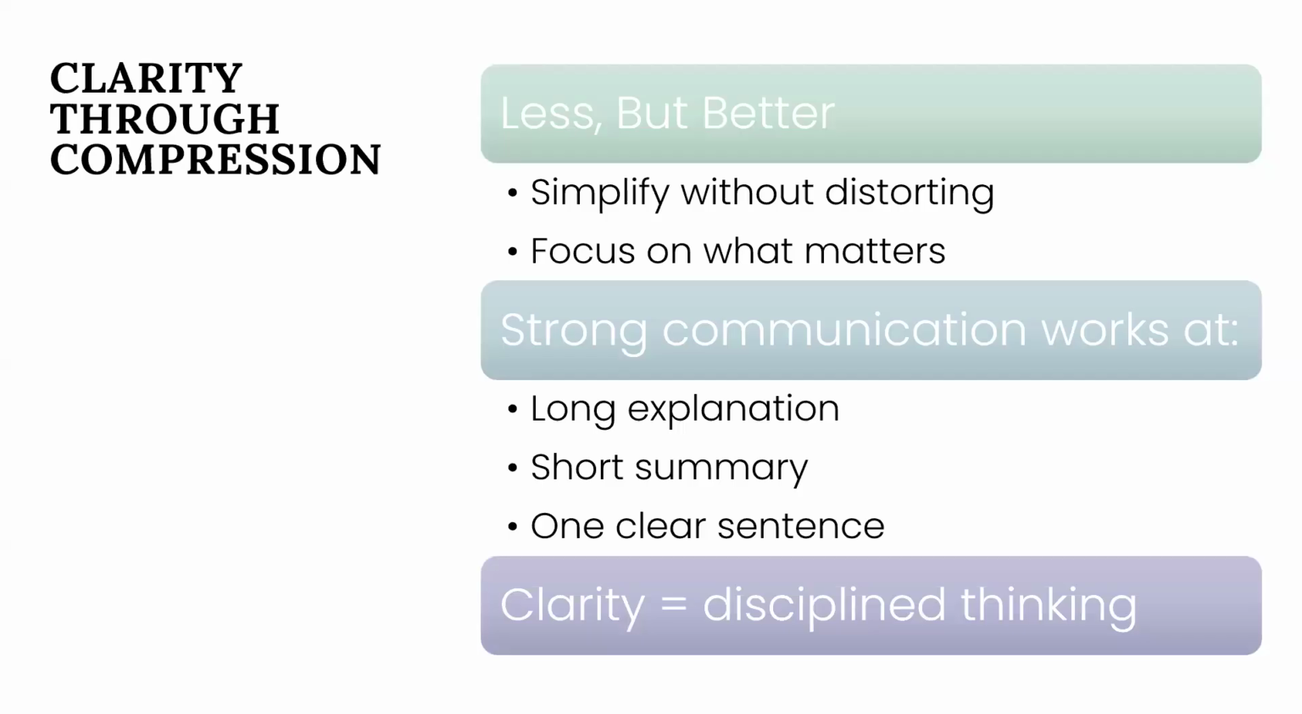Clarity requires compassion. Complex information must be reduced without distraction. This is not simplification in the sense of dumbing down. It's refinement in the sense of focus. Effective communication can be expressed at multiple levels of abstraction. A strong message can be delivered in a long explanation, a short summary, or a single sentence. Each level reinforces the same core meaning.